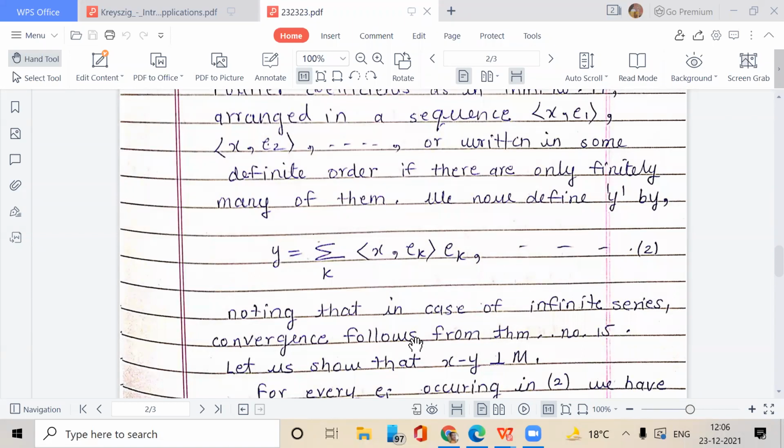I read the statement. Let ek be an orthonormal sequence in a Hilbert space capital H. Then number A: let ek be any orthonormal sequence in a Hilbert space capital H. Consider series of the form summation alpha k ek, where alpha 1, alpha 2 are any scalars. The series in 1 converges in the norm of H if and only if the following series converges, that is summation mod of alpha k whole square. I show you.